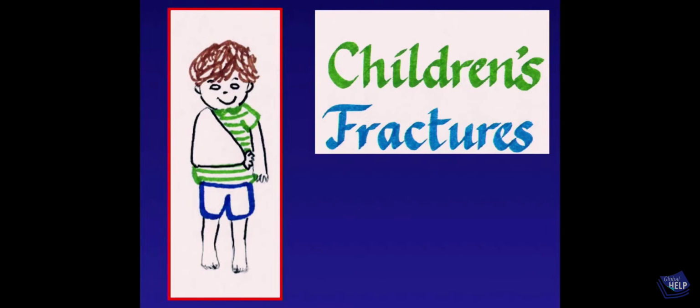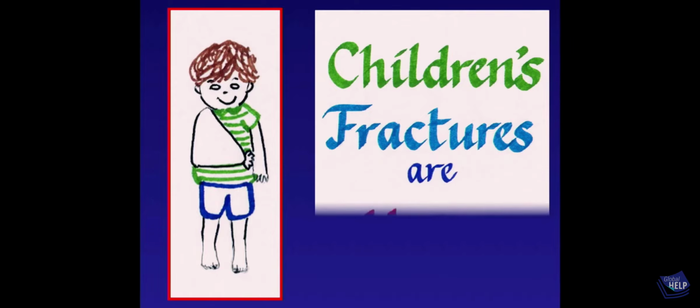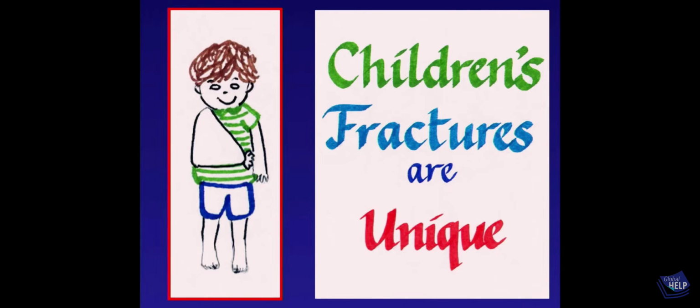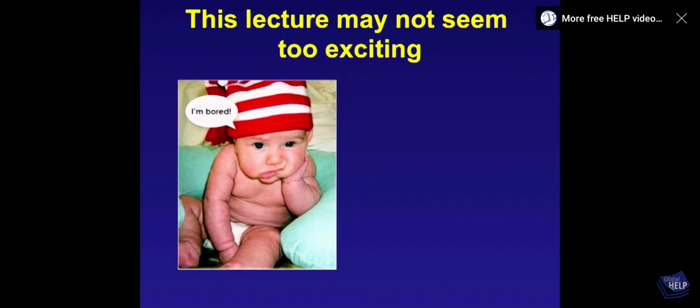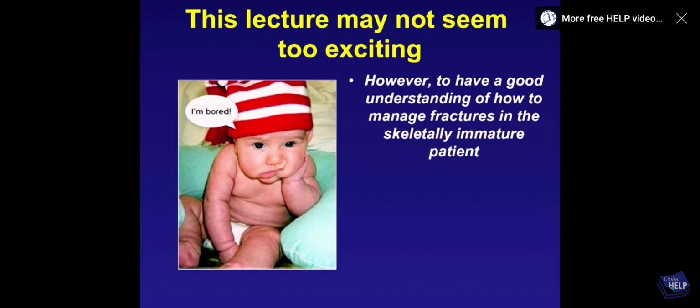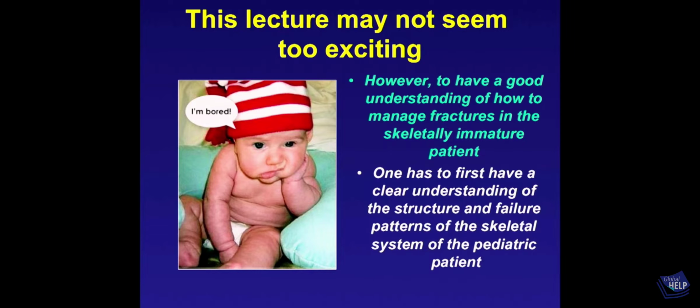First, we're going to talk about fractures in children and the fact that they are unique, they're different. This lecture may not seem very exciting, but to have a good understanding of how to manage fractures in the skeletally immature patient, you really have to understand the structure, failure, and patterns of the skeletal system in the pediatric patient. In other words, we're going to go back to the basic science that you learned in medical school, and we'll see examples where it's very important that you review this.